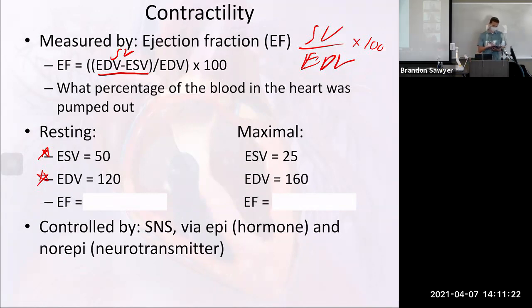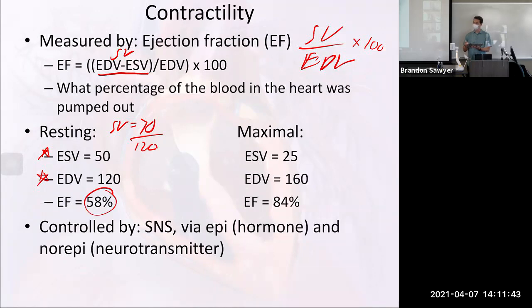All right, so let's look at this one. First of all, we have to calculate stroke volume, right? So 120 minus the 50, our stroke volume here is 70, and we're going to divide that by our 120. So we get about 58% there at rest. And then maximally, we do the same thing: calculate stroke volume first, divide it by end diastolic volume, and we get about 84%.